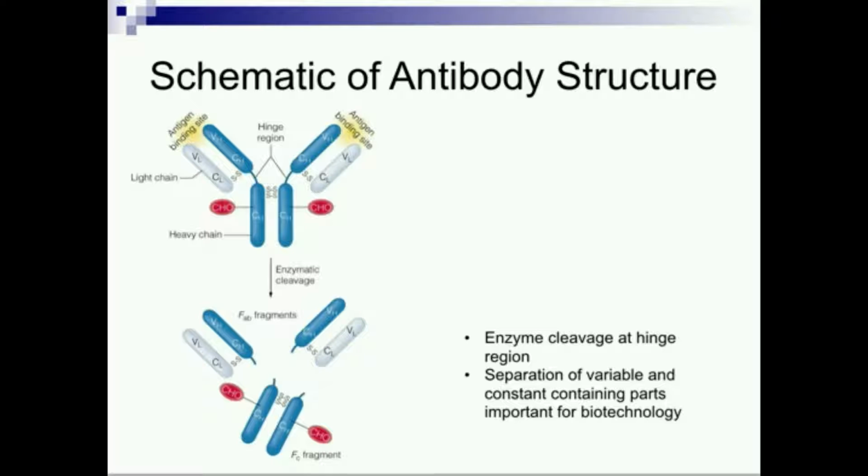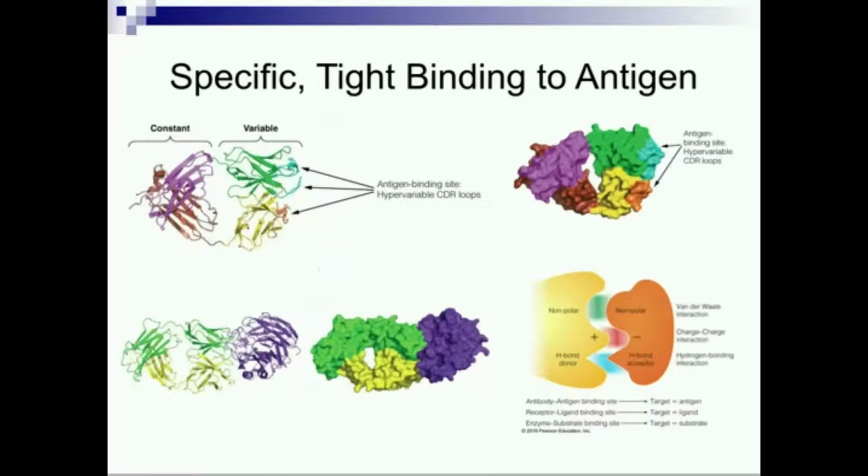And then these two parts right here are connected by a hinge region. It also turns out there are some utilities if you ever want to cleave this hinge region. In fact, there are enzymes you can use to cleave it, and it allows you to individually study the Fc fragment or the Fab fragments, and sometimes that's very useful. So hopefully that makes sense.